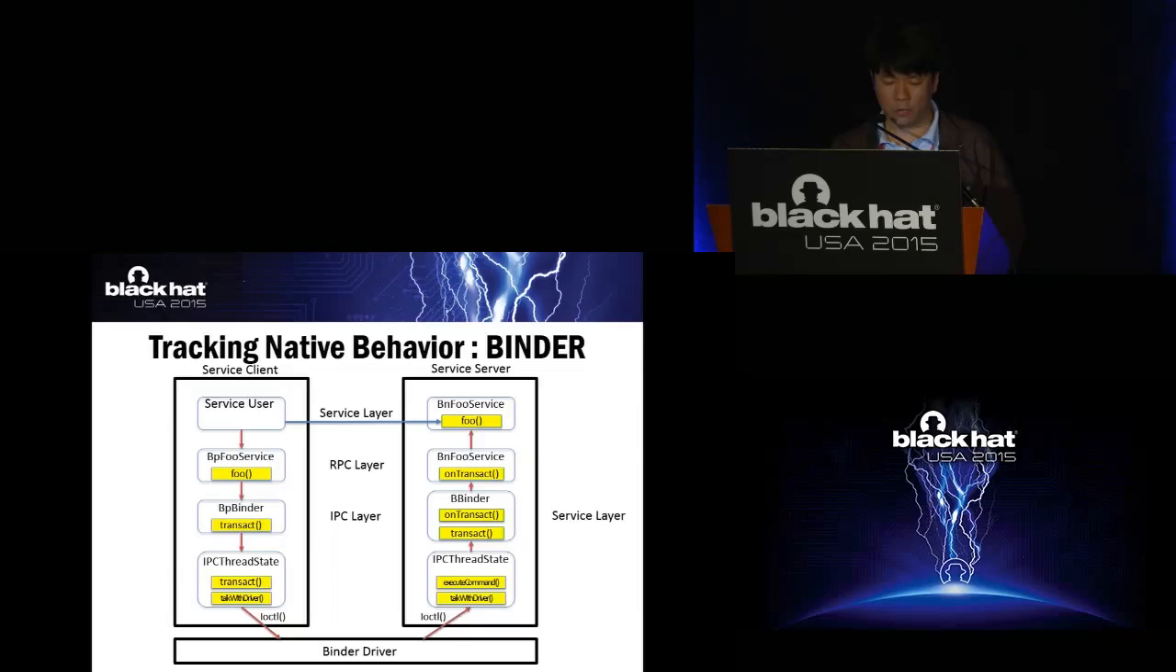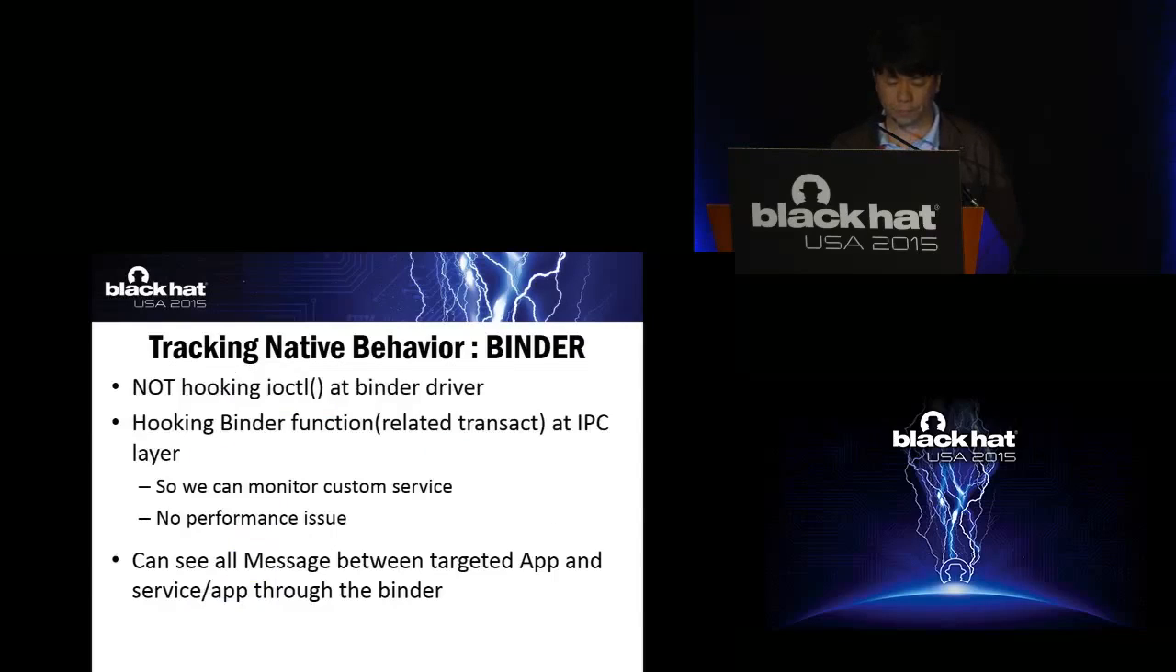There are many ways to track this binder communication: I/O control, transact, and foo. I'm not hooking the I/O control function because it is also used for purposes other than services. Hooking the service proxy like foo is not easy because every app uses a different proxy function name. So I chose the IPC layer. It is easy to obtain and manipulate communication data because all communication services use transact, so we can monitor custom services. In addition, there are no performance issues because we track only services.